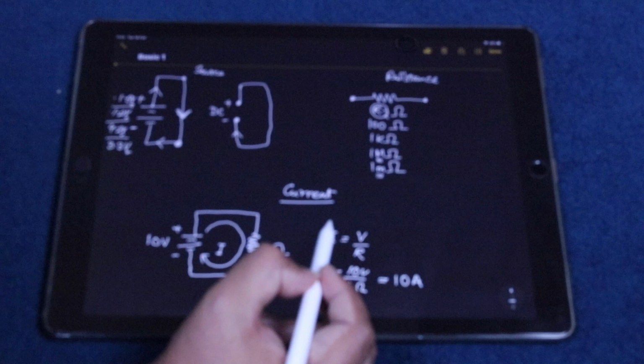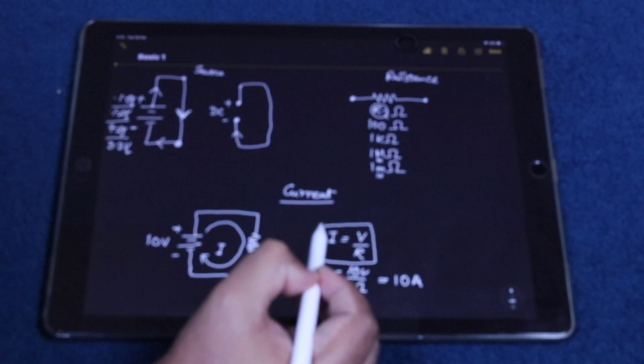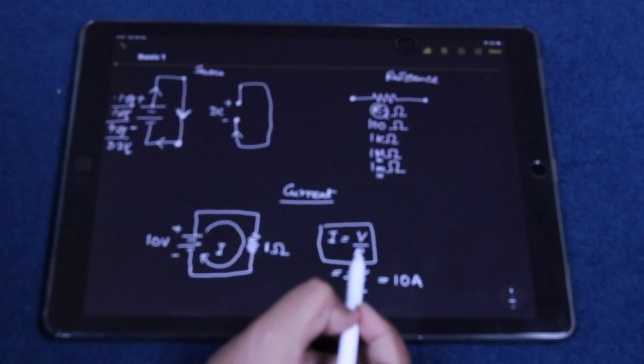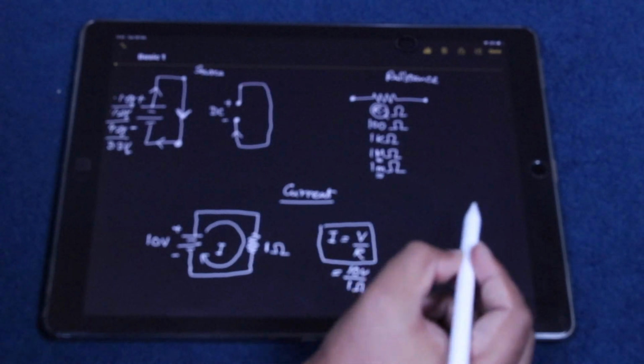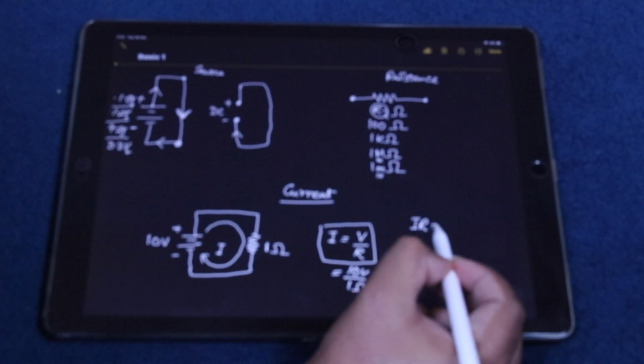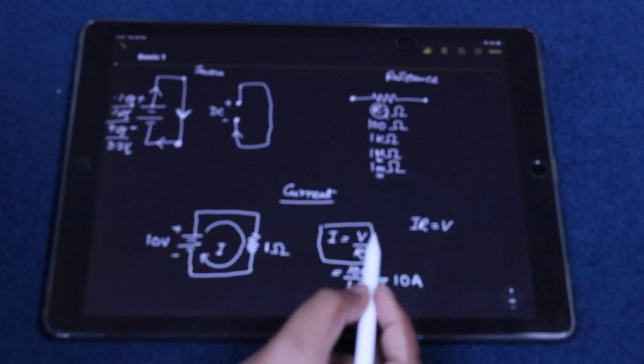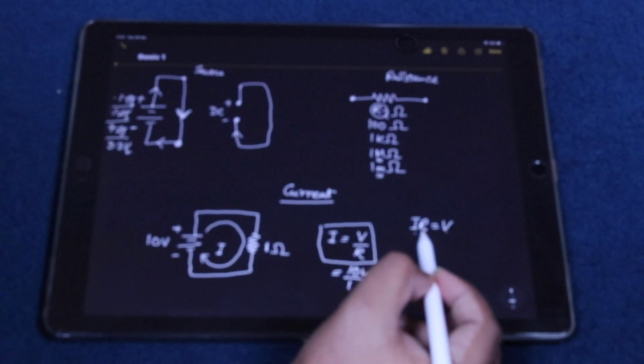Okay. This is the representation of Ohm's law, and you can obviously, you know algebra, multiply both sides by R, to give you IR equals V, because the R cancels off. So voltage is also equal to IR.